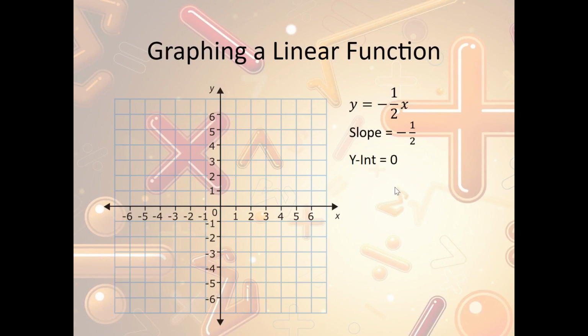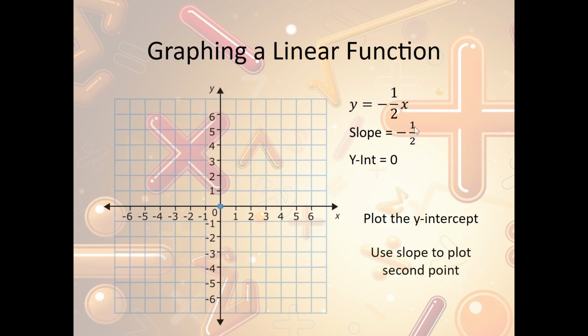So now when I graph this, the first step is I plot the y-intercept. Well, my y-intercept is 0. So I'm going to go along my y-axis and find 0, which is right here. And I plot my point. The next step is I'm going to use the slope to plot my second point.